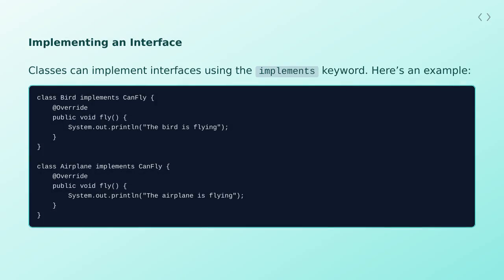Now we're on implementing an interface. Classes can implement interfaces using the implements keyword. Here's an example. Review the class shown on screen and how its members are organized.